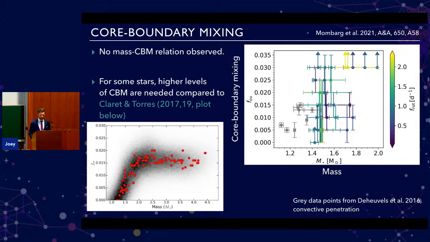But for us, it's not very clear whether this is also the case for these single stars. But of course, we probe quite a narrow mass region as well. In addition, we also find that for some stars, we need much higher values than what is, for example, found in the study by Claret and Torres, so the plot on the left.